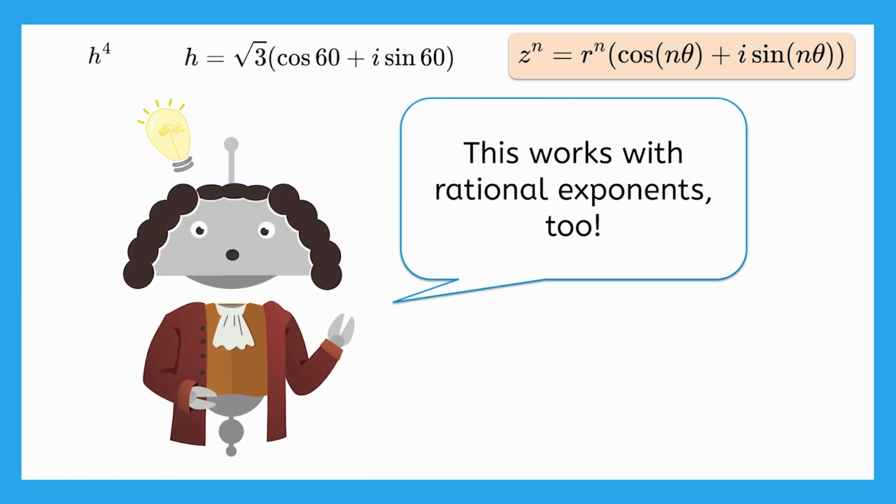Being the curious mathematician he was, de Moivre realized he could also use this formula with rational exponents, which means he could determine the roots of a complex number. First, let's figure out what we mean by roots.